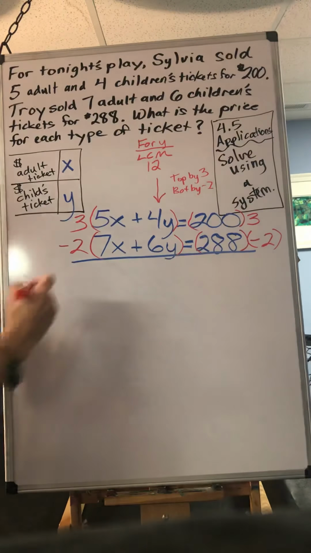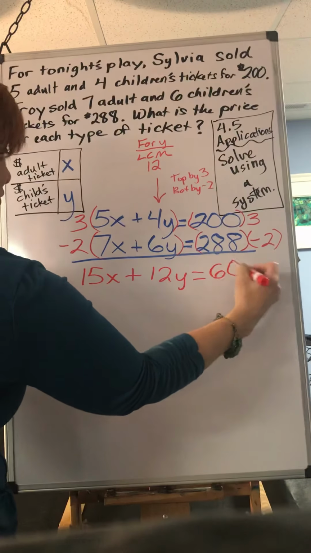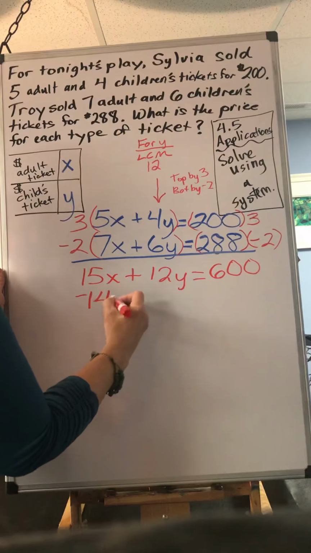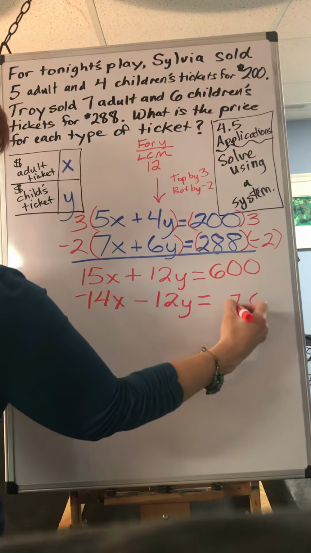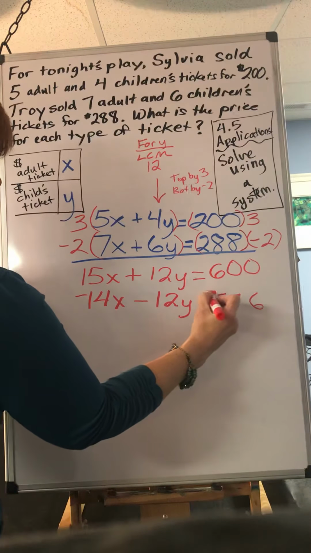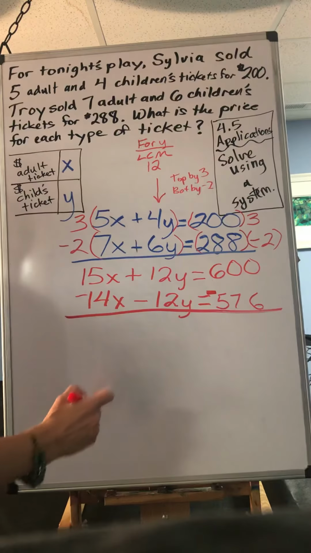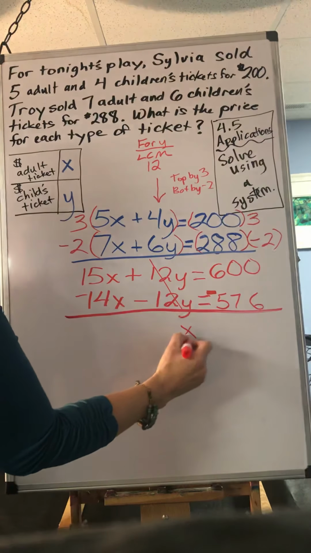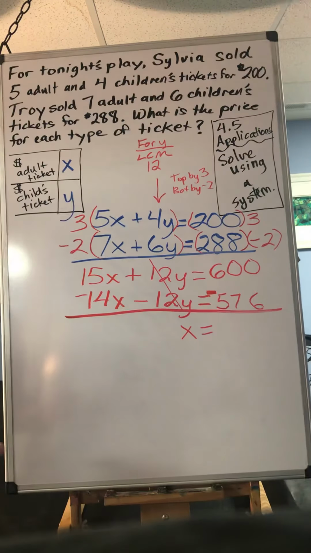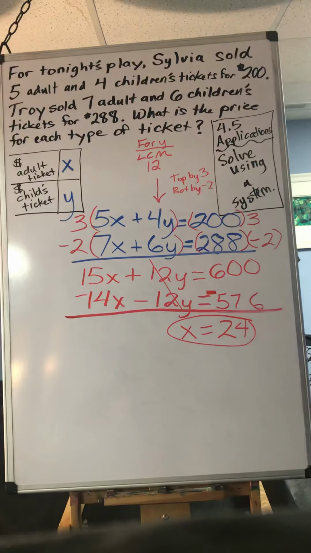So the result would be 15x plus 12y is 600. Negative 14x, negative 12y is negative 576. Now when you add vertically, negative 12y and positive 12y are going to cancel. 15x minus 14x is 1x. 600 minus 576 is 24. So now we know the cost of an adult ticket.